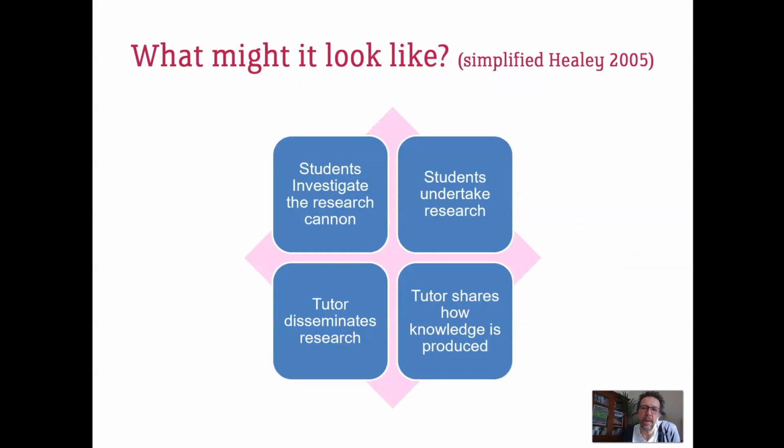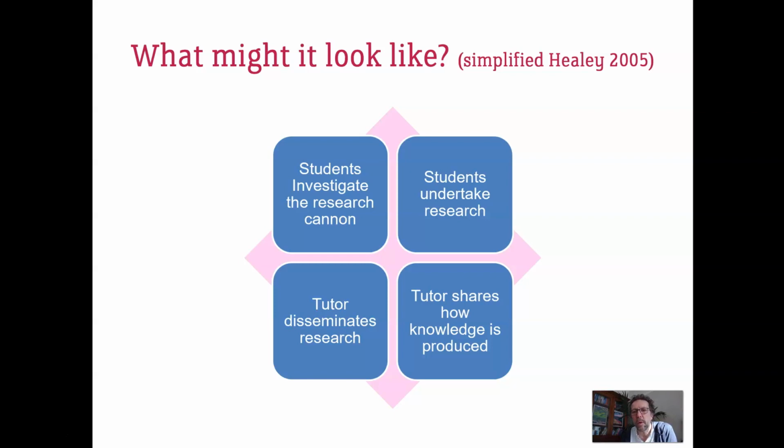I took a few liberties with this and made it extra simple. So this is definitely what Healy has presented, but in this case, I've tried to take the essence of it. So the same 4 cells, but really simplified down. So if we go from students instigate the research, investigate the research canon, what I'm getting at here is they are given access to all the literature, all the research relating to their field of knowledge. So they engage with it, they become part of it, but they are not generating anything, they're just analysing it.